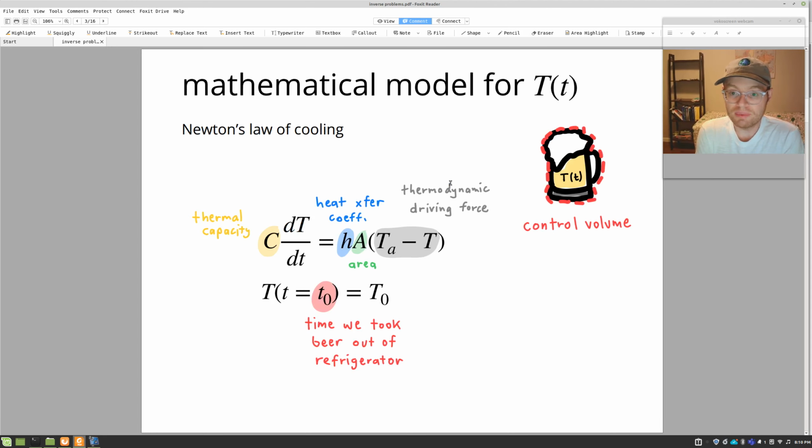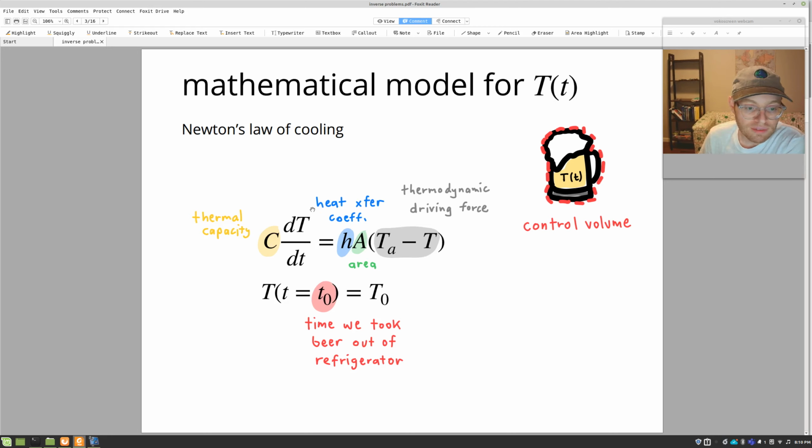So we could develop a mathematical model for the dynamics of the temperature of the beer T by drawing a control volume around the beer. Chemical engineers should be used to this, keeping track of the energy that goes in and out of the control volume. So we'll write an energy balance. Newton's law of cooling specifies that the flux of energy across this boundary is proportional to the difference in temperature between the indoor air and the beer. So this here is the thermodynamic driving force for heat transfer from the air to the beer.